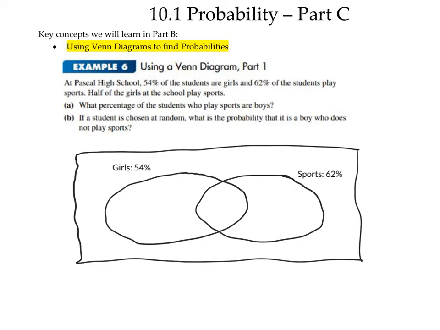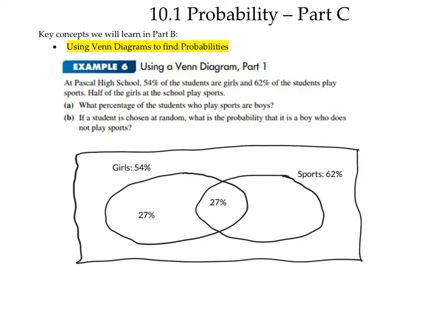We know that 54% of the students are girls, and we know that half of the girls at the school play sports. Putting that information together, 27% of the students are girls who play sports, and 27% of the students are girls who do not play sports. So 62% of all students in the school play sports, and we know that 27% of the students are girls who play sports.